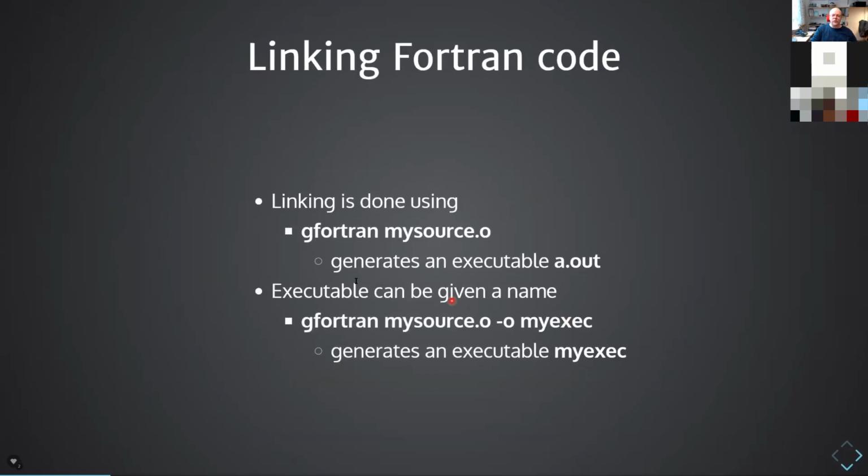And if you want to link the code, you can do gfortran, and then you specify the object files here, and it will generate an executable a.out, which is the default if you don't specify any name. If you want to specify a specific name for your executable, you can do gfortran mysource.o -o for output, and then the name of the executable that you want to create. And that will generate myexec as an executable.